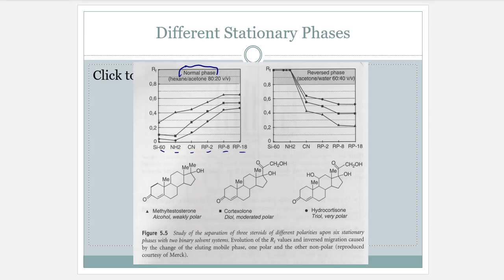So Si60, that is the traditional silica that we always use, that we always refer to. And then the NH2 is an OH group that's been modified with an amine group. And then the CN is a nitrile group. The RP2 is a 2-carbon group. The RP8 is an 8-carbon group. And the RP18 is an 18-carbon group. So we've modified the stationary phase along the course of the way. And we're just tracking to see what's happening to our spots.